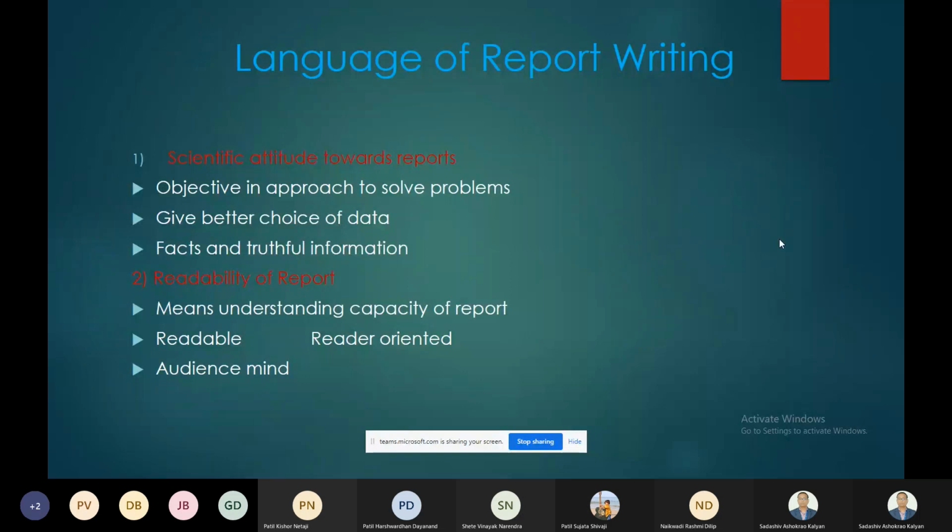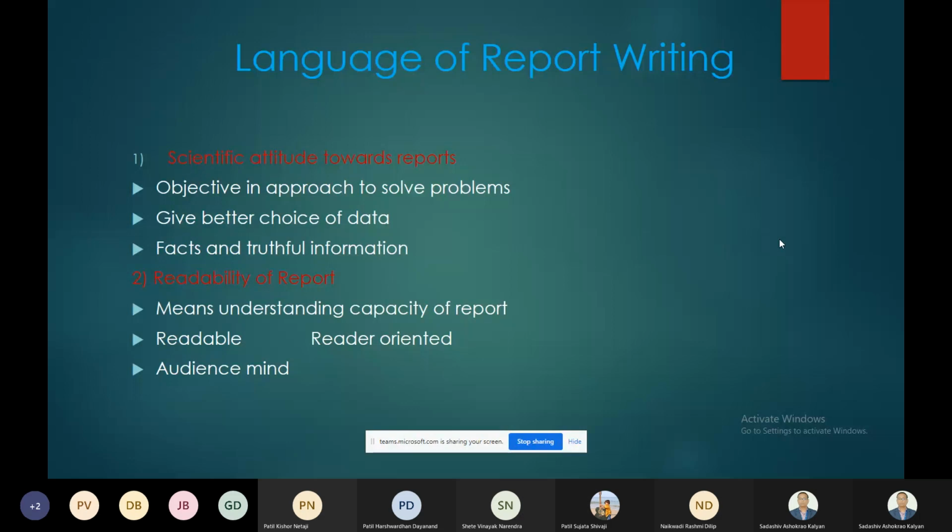It can be understood by our reader. It can be understood by our guide. It can be understood by our supervisor. So that's why we want to take care that our report can be understood by all of them. Then it should also be readable.